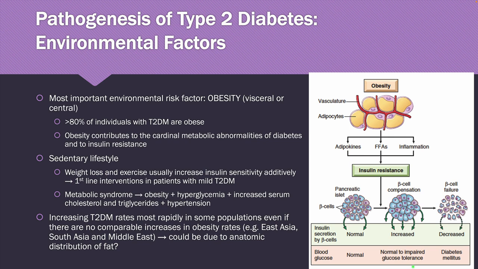Okay. So, it has been found out that type 2 DM rates are increasing also in populations even if there are no comparable increases in obesity rates. It's probable that race is a contributing factor due to anatomic distribution of fat between the different races. So, kung ikukumpara mo yung mga East Asians, visceral obesity sila, pero tumataas pa rin ang rate nila. So, one being explored is the westernization of diet. Isa yun sa mga kino-consider na possible environmental factor.